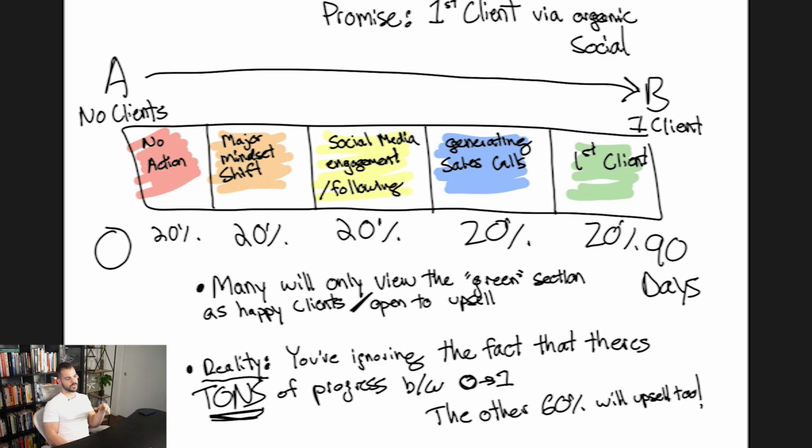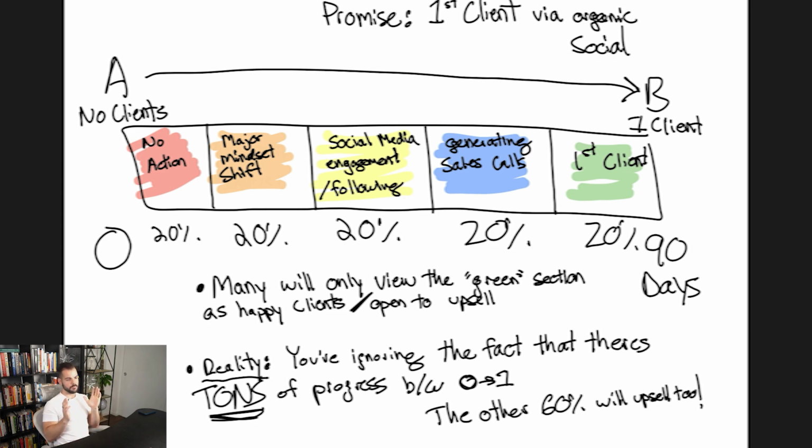So 20%, let's say, will take no action whatsoever. Another 20% will not even get their first client and really not have much traction, but they'll have major mindset shifts through the coaching and the community. Another 20% will have gotten on social media, started to get engagement, and started to get a following. Another 20% will actually start to generate sales calls. And then your final 20% will get their first client. Hopefully it's more than the final 20%. I'm just giving this as an example, okay?